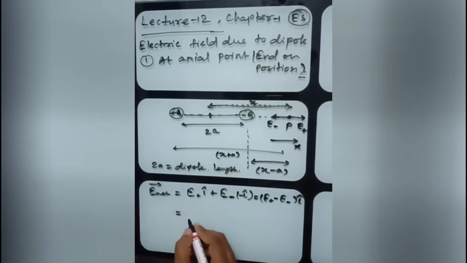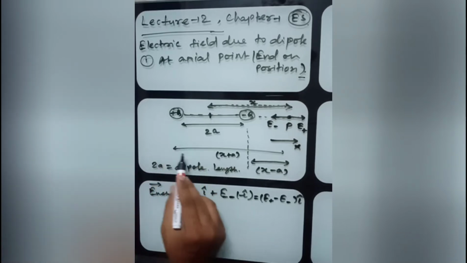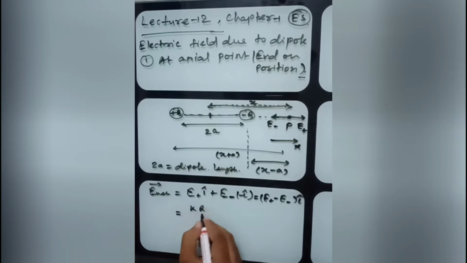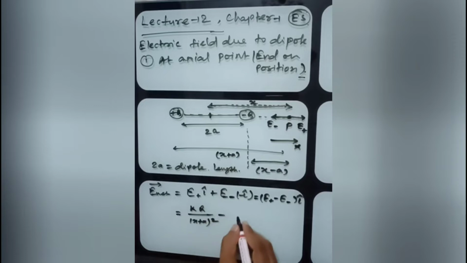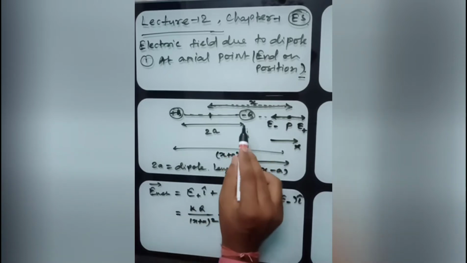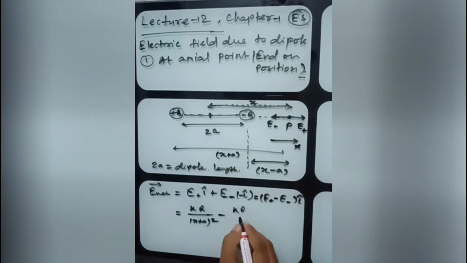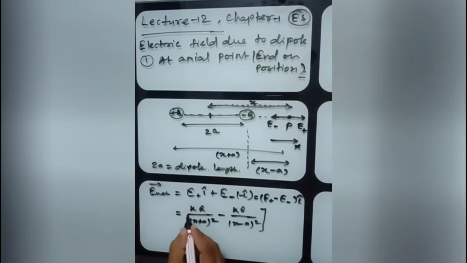Now, E plus. The formula of electric field we know is kq by r square, the square of the separation. The positive charge is separated by x plus a, so kq over x plus a whole square, minus, for the negative charge, kq by x minus a whole square. Here i cap, we will simplify by taking the LCM, x plus a whole square times x minus a whole square.